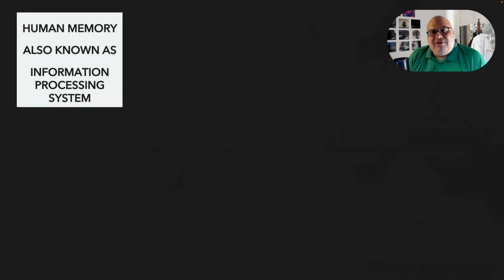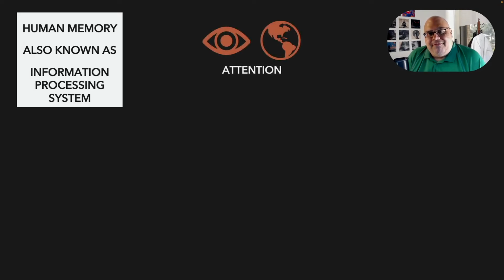This process by which the human mind creates memories is often called the information processing system. And it follows a cycle that looks like this. First, in order to create a memory, to remember something, we have to perceive that thing, that information, that event in the world around us. We have to pay attention.